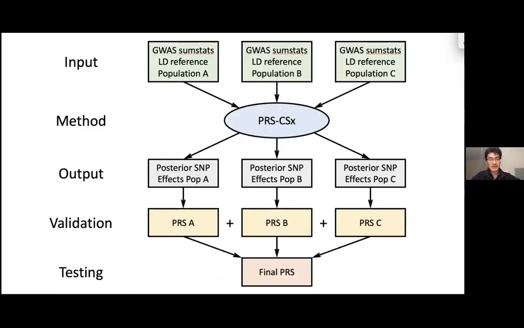So in practice, PRS-CSx takes the GWAS summary stats and the ancestry-matched LD reference panels from multiple populations. It then jointly models this data and outputs one set of SNP posterior effect sizes for each discovery population. These SNP effect size estimates can then be taken to a validation data set to calculate one PRS for each population. We then learn an optimal linear combination of these PRS in the validation data set and evaluate the predictive performance of the final PRS in an independent testing data set.